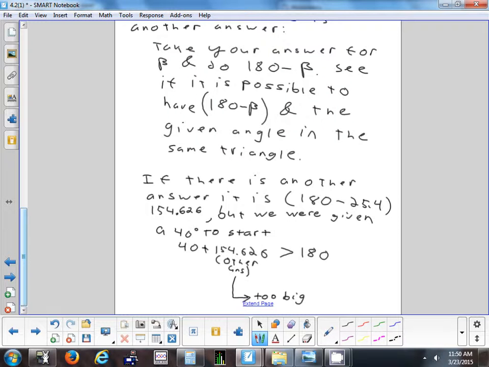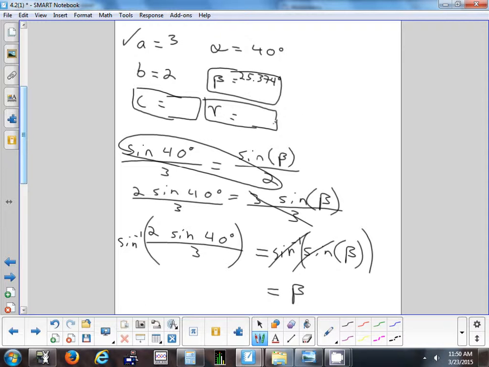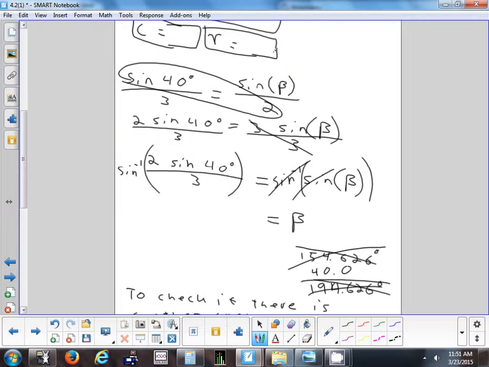All right. So now we know beta. It's 25, what was it? 25.374. Damiana, what can I find next? Yeah, I can get gamma. I know two of the angles. Add them up and subtract from 180. Or just subtract each one from 180 one at a time. So subtract 40. Subtract 25.374. That means gamma is 114.626.